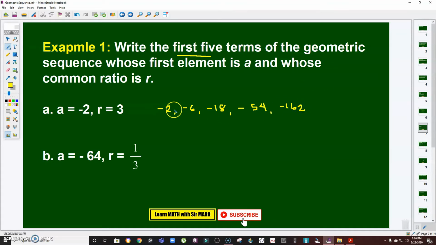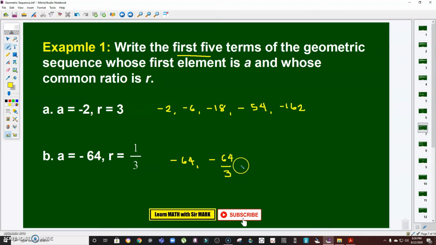Right? There you go. So this is the answer in letter A. The first 5 elements of this sequence with the first term A and common ratio R. In letter B, the first term is negative 64. Since the common ratio is 1/3, all we have to do is multiply negative 64 by 1/3. You cannot simplify that. So the second term here will become negative 64 over 3.